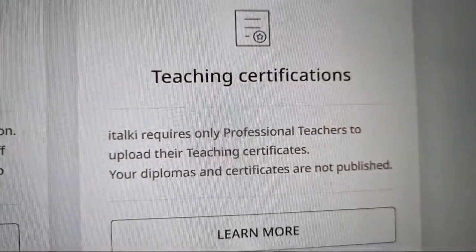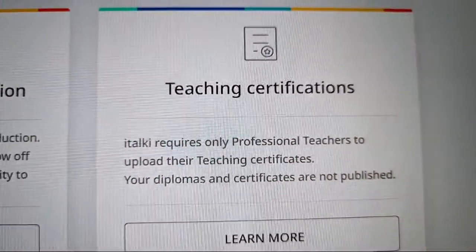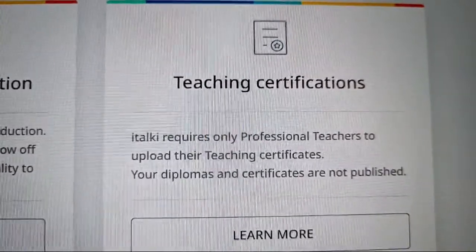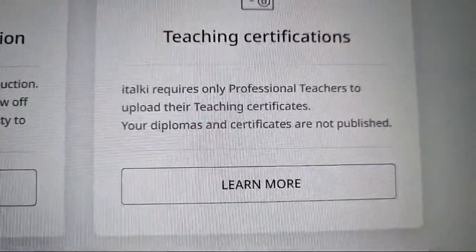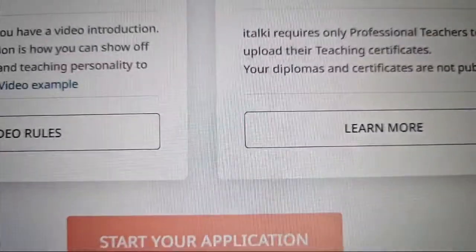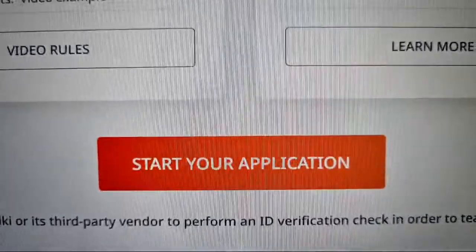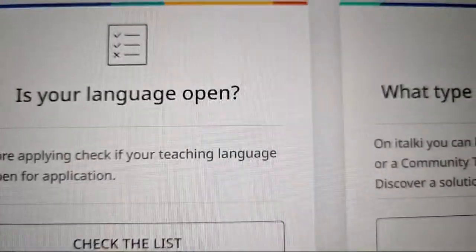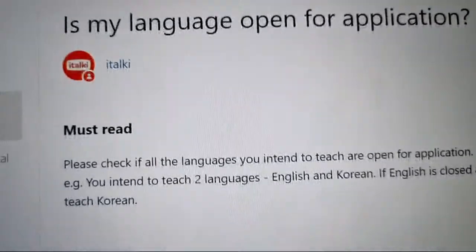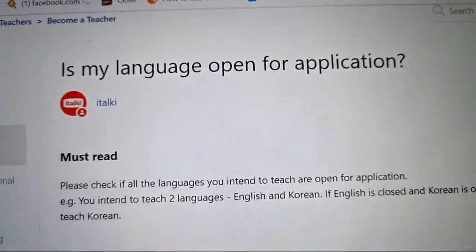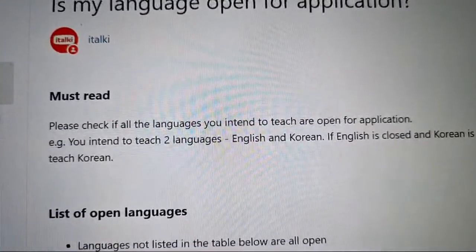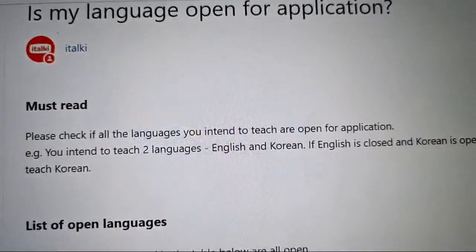In terms of certification, Italki requires only professional teachers to upload their teaching certificates. Your diplomas and certificates are not published, okay? So basically, you come and agree, and then you start your application. But before we get to that, let's check the languages. This is the part I was looking for. So you can see, is my language open for application? Please check if all the languages you intend to teach are open for application.